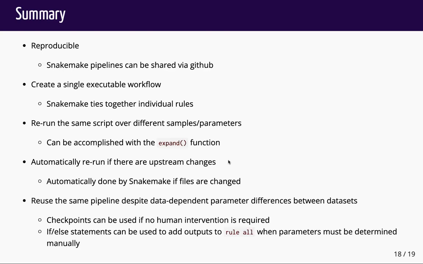And then finally, I can reuse the same pipeline despite data-dependent parameter differences between data sets, either through checkpoints, if these can be evaluated programmatically, or using if-else statements and then adding them to a rule when these parameters must be specified manually.